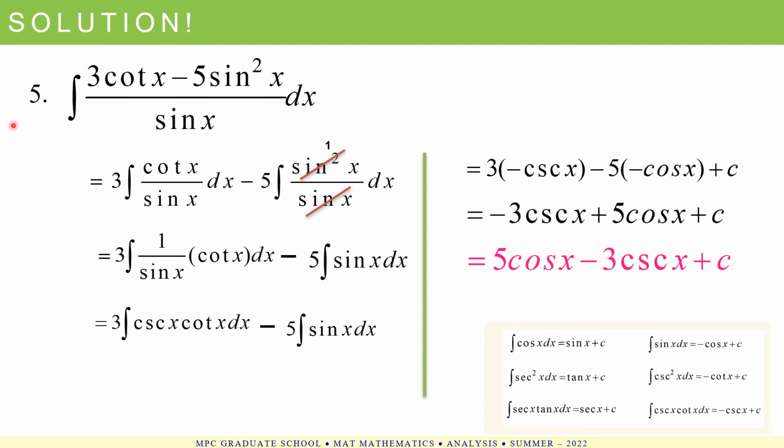Therefore, the integral of 3 cotangent of x minus 5 sine squared x all over sine of x with respect to x is 5 cosine of x minus 3 cosecant of x plus c.